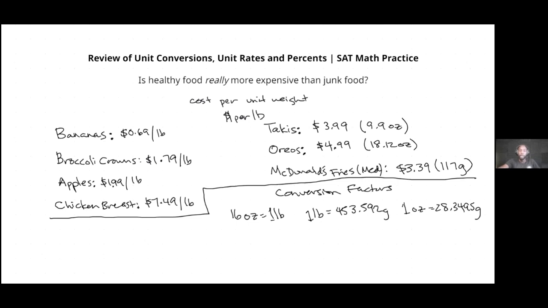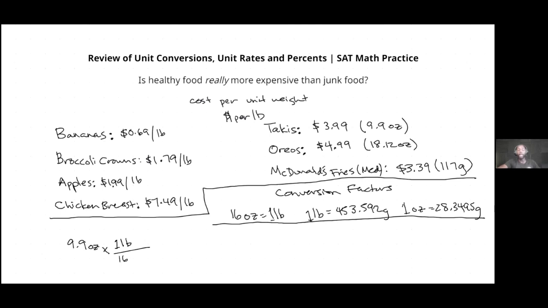All right. Now, first thing we want to do, we know that this is the price of Takis for 9.9 ounces. Now, what is this in pounds? So this is how we're going to do this. You have 9.9 ounces, and we know that there are 16 ounces in 1 pound. So we're going to multiply 9.9 ounces times this conversion factor in this configuration: 1 pound for every 16 ounces.